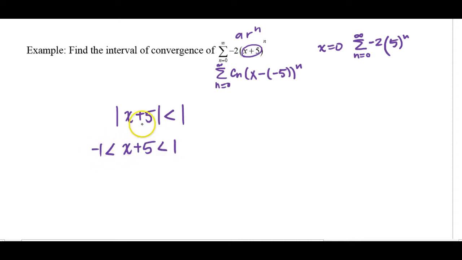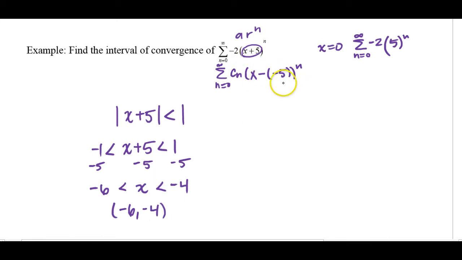So this is a review of pre-calculus a little bit, solving absolute value inequalities. And now I'm going to go ahead and subtract 5 from both sides of the inequality so that I can get x by itself. So -1 minus 5 is -6, which is less than x, which is less than 1 minus 5, which is -4. So we just found the entire interval of convergence to be from -6 to -4.